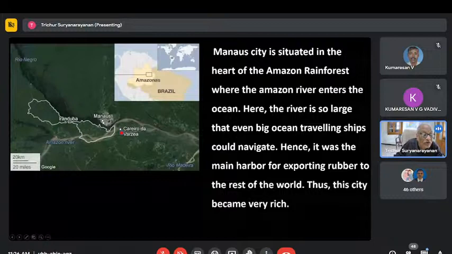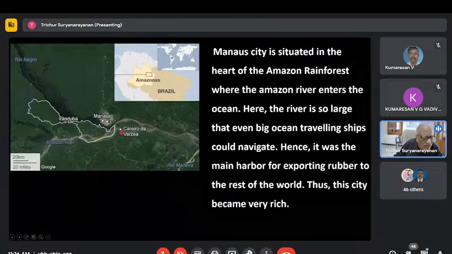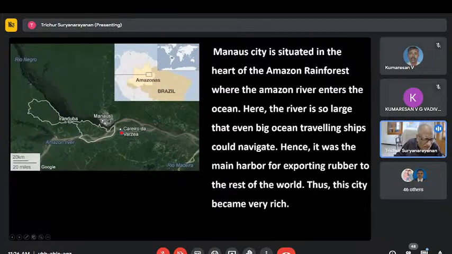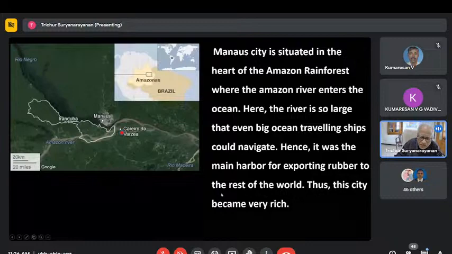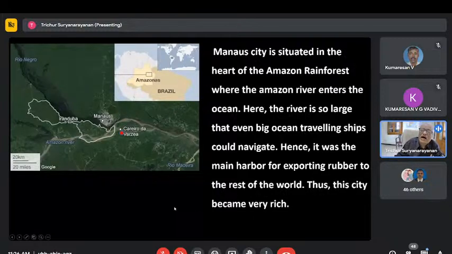So, people go deep into the forest and collect all the rubber latex and bring it to Manaus. And here you have storehouses of rubber latex in sheets. They will store it, and the ships could come from Europe and other places, and then they could take this and go. So that is how Manaus became a very, very important place, because it was exporting rubber to the rest of the world.